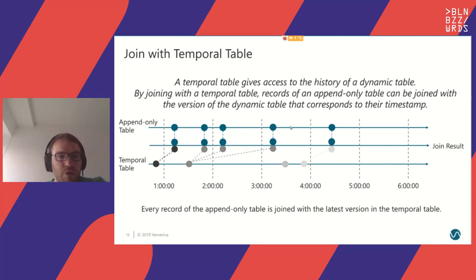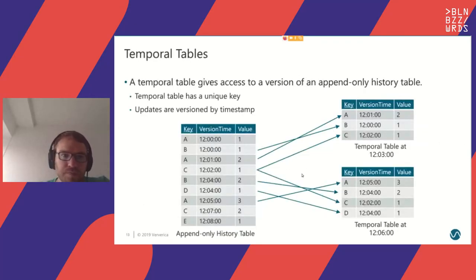So it would join with this, it would also join with this, this would also join with this here, then we get an update, but there's no record on the append only table. The next record on the append only table then gets again the latest version. So we are always associating each record on the append only table with the most recent version in the temporal table.